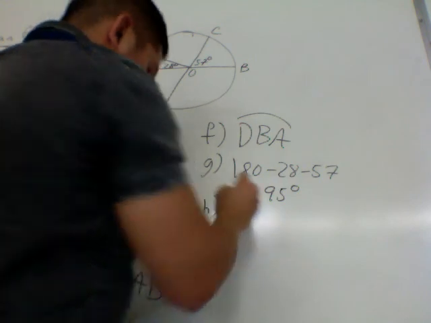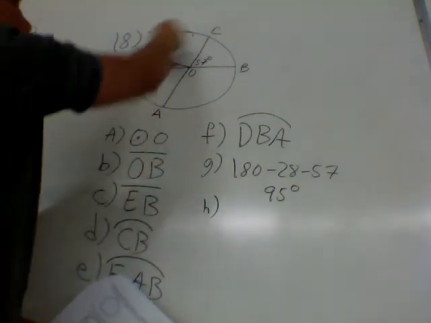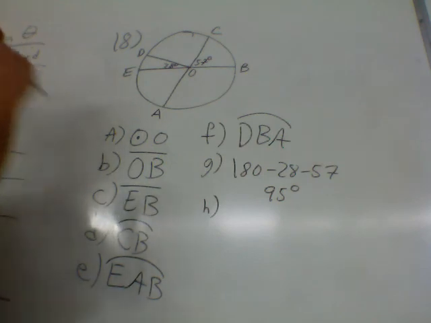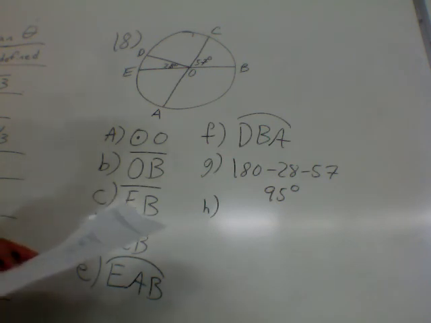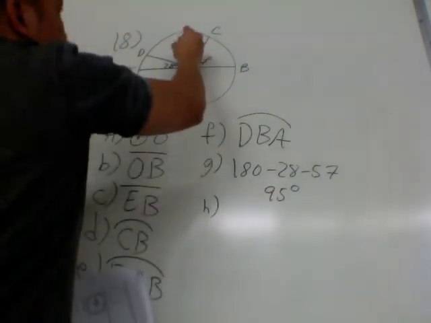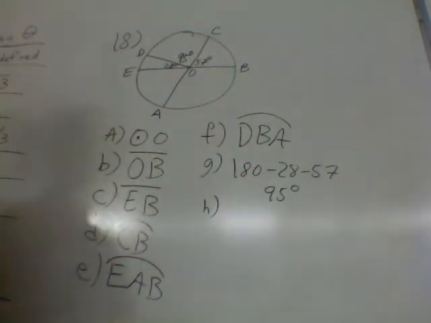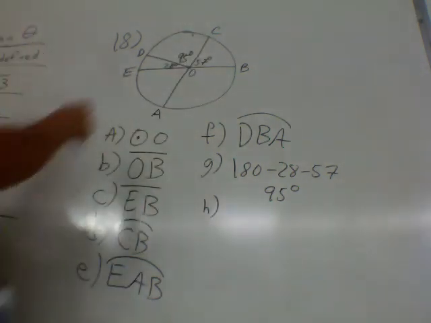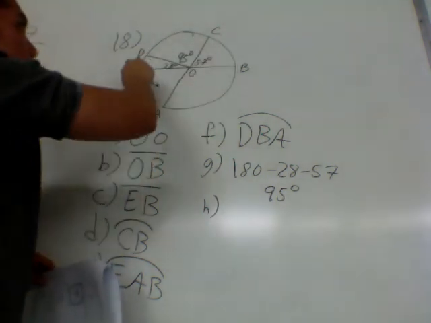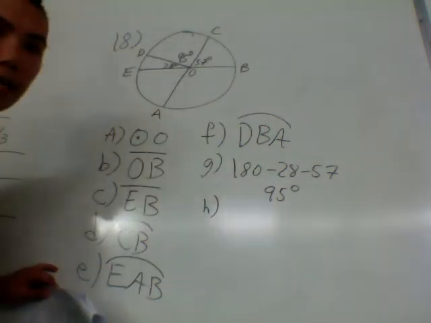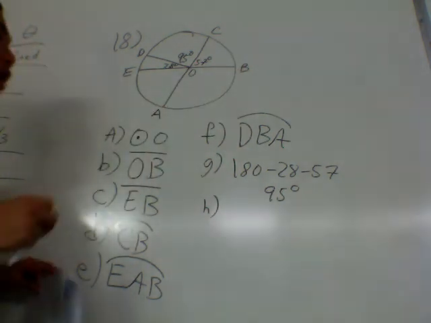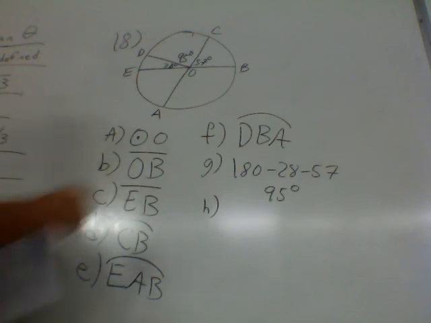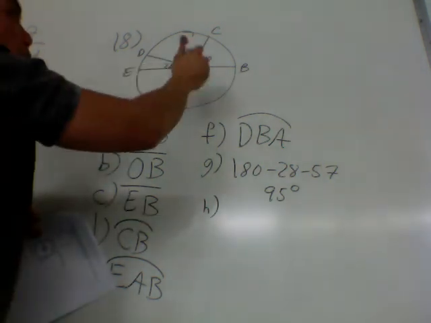Okay? Now letter H, you want to find ECA. Well, if I know this is 95 now, and I want to find ECA. Well, I know ECB is 180, and then I'm just going to add what BA is here. Now, this one's a little tricky. What is BA?